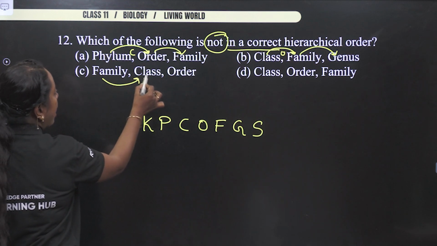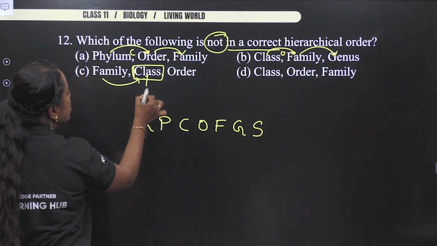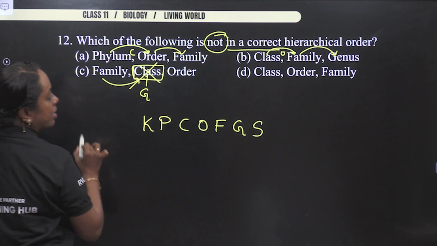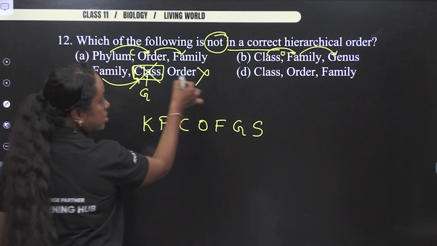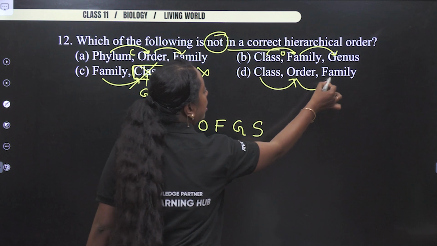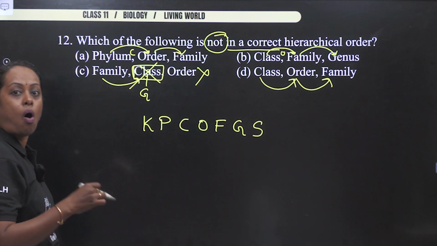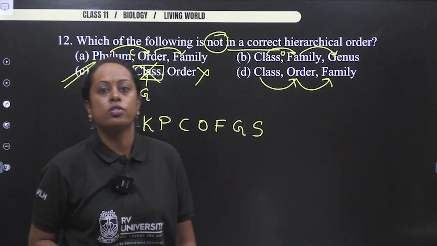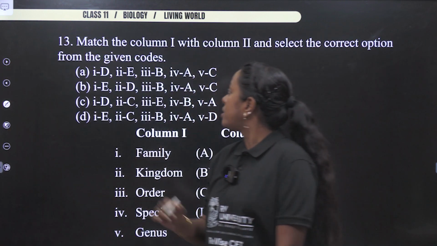In this case, family. After family, there should have been genus here. So instead of that, class is present. Then he has written order. So now this is a wrong statement for me. Next, after class I have order, after order I have family. So here the wrong option becomes option C. So I hope you understood this question. Now let's see what's next.